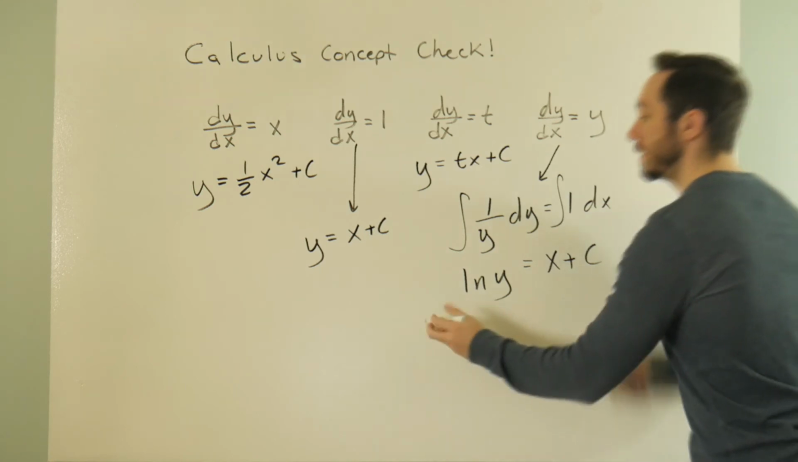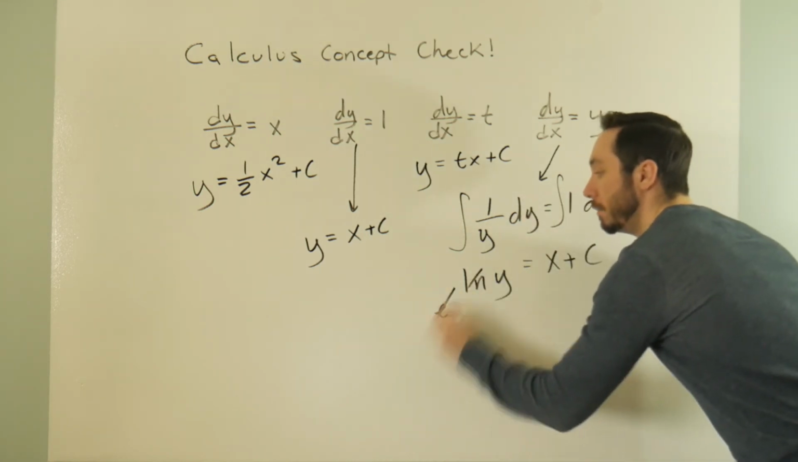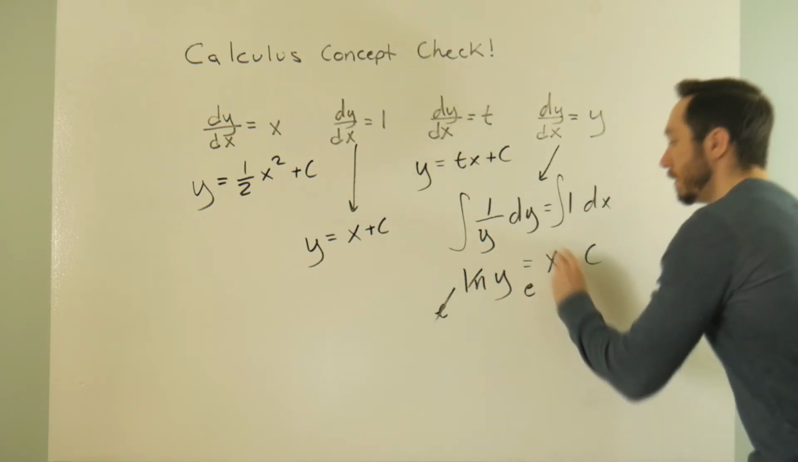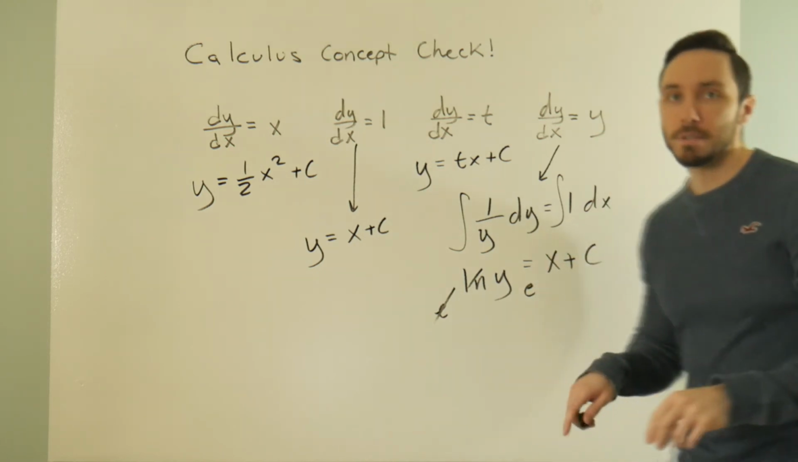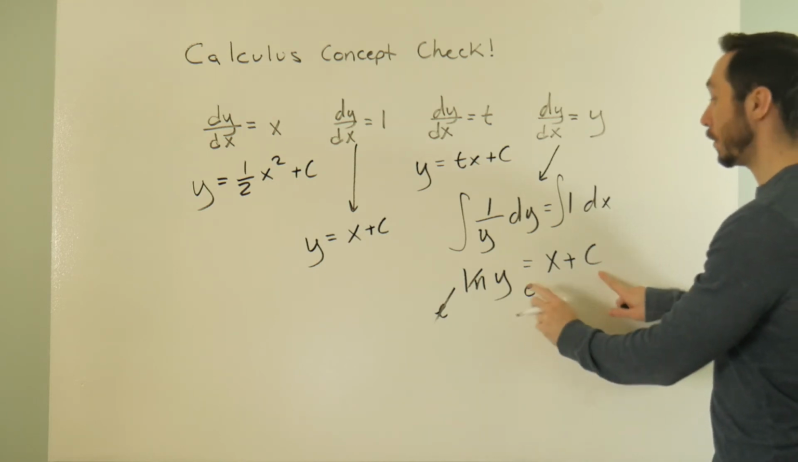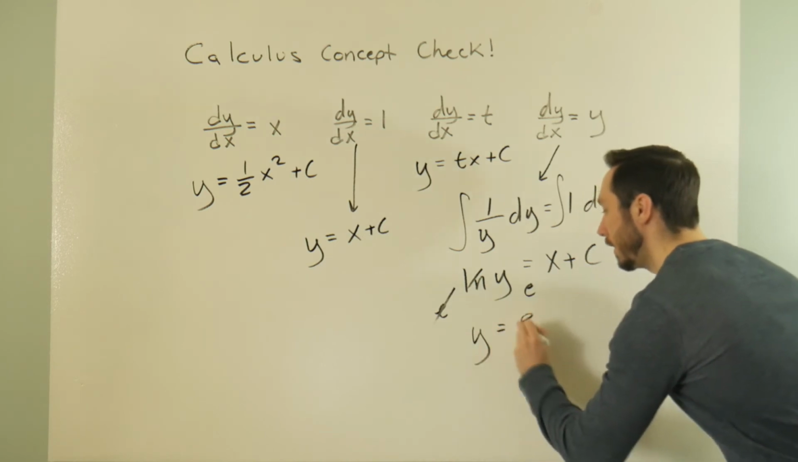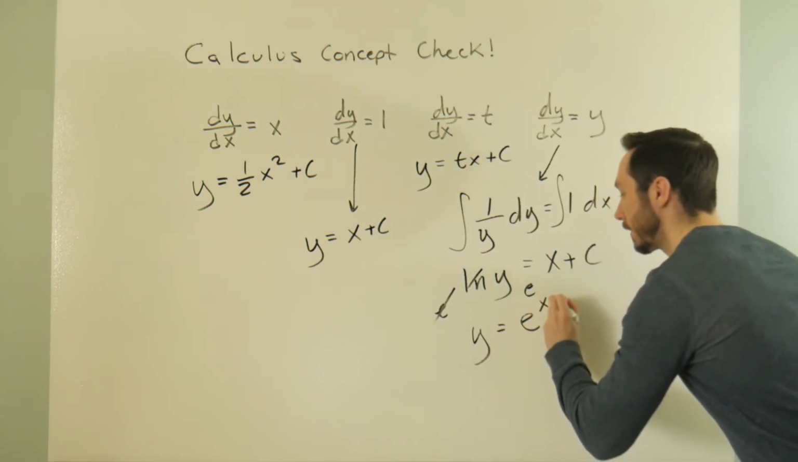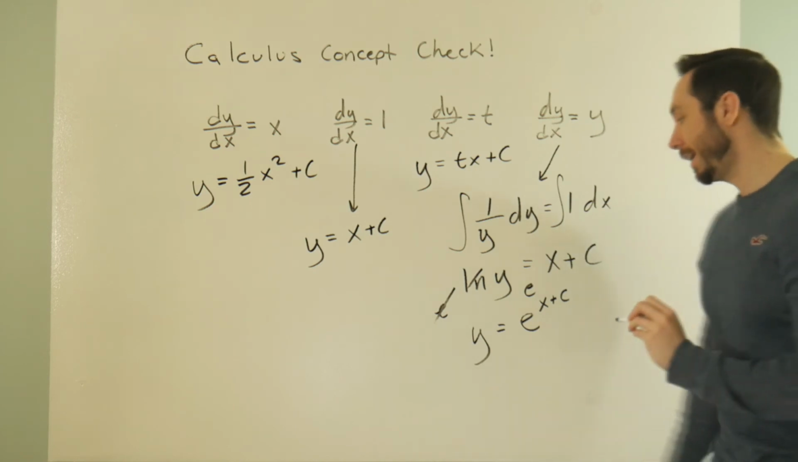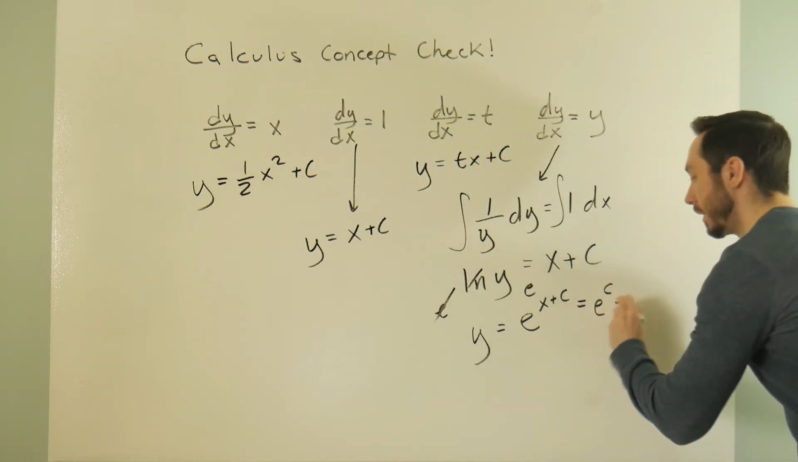If we raise both of these as powers of e, this will be how we can remove this natural log here. So this would be my power of e. There's this process called c absorption. This is technically e to the x plus c, and technically that would be e to the c and then e to the x.